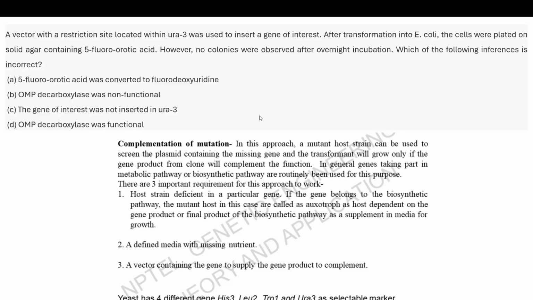So in case of this question, it is asking the same thing. A vector with a restriction site located within the URA3, like in the diagram, if there was a BamHI site, then a particular insert has been inserted into that restriction site. You have inserted a gene of interest, transformed the recombinant plasmid into E. coli cells, and the cells were plated on solid agar containing this particular compound, because this compound is acted upon by OMP decarboxylase, encoded by URA3.